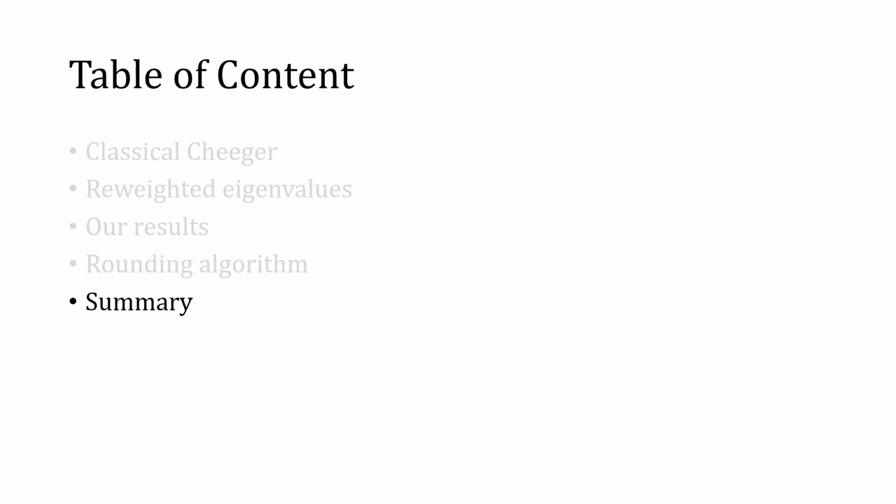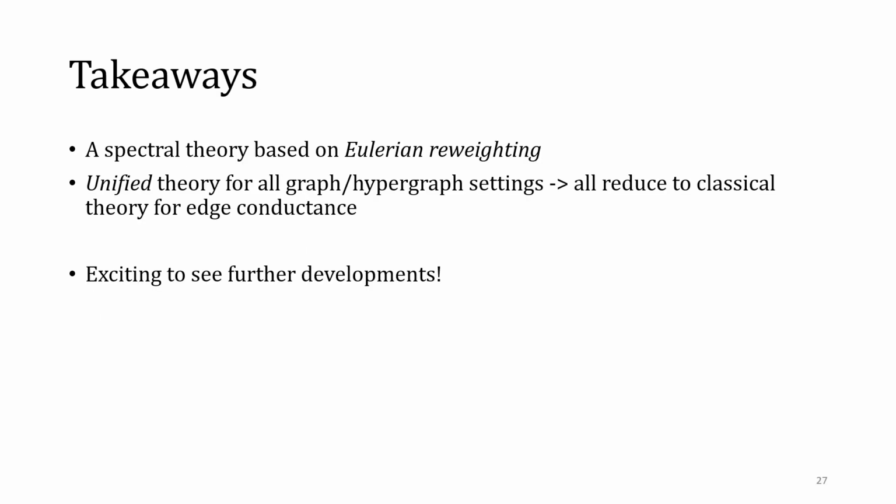Okay, so let's wrap up here. The takeaway is that this work develops a spectral theory for directed graphs and hypergraphs based on Eulerian reweighting. I would say that this is actually a unified theory for all graph or hypergraph settings, because essentially the idea of reweighting is to reduce these new difficult to tackle settings to the classical theory for edge conductance, for which computation would be easy.